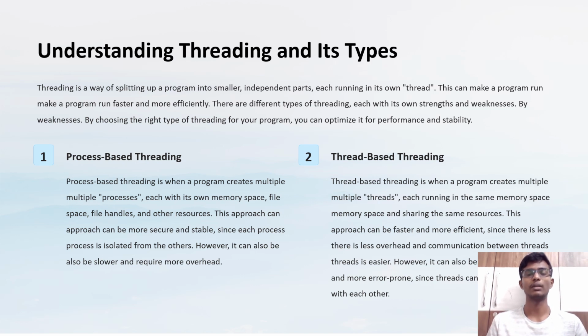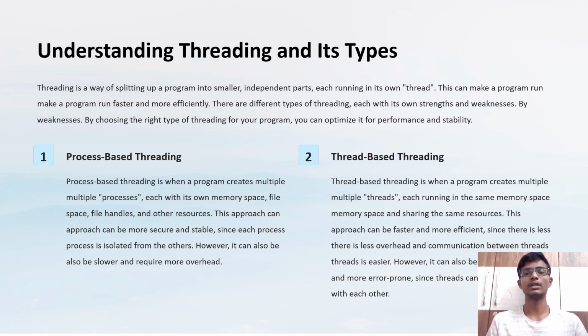Process-based threading is when a program creates multiple processes, each with its own memory space, file handles, and other resources. This approach can be more secure and stable since each process is isolated from the others. However, it can also be slower and require more overhead.